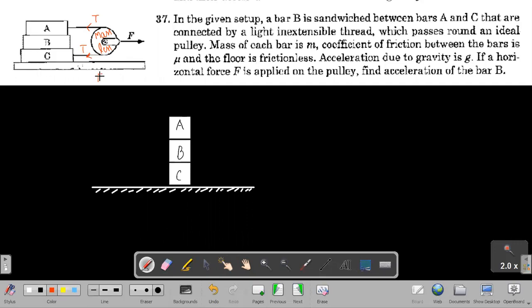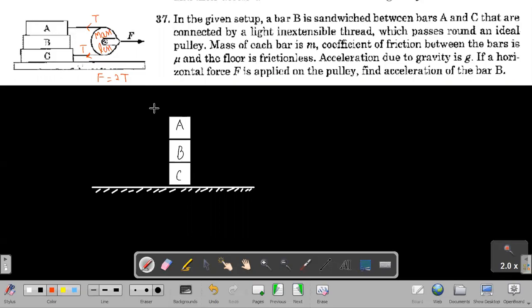So first of all, you will write that F equals 2T because the pulley is ideal and the forces on ideal pulleys are always balanced since it has no mass. For any massless object, we always balance the forces on the object, irrespective of whether the object is at rest or accelerating.